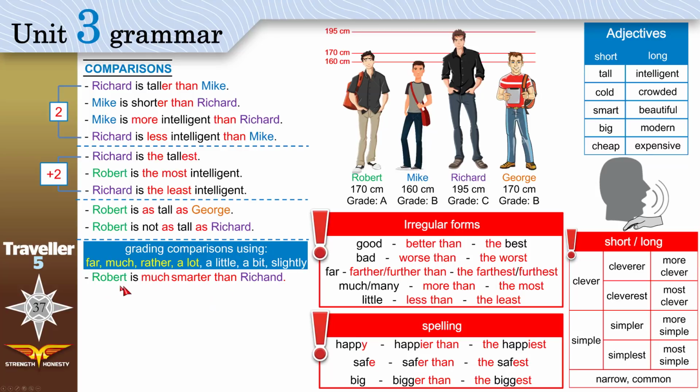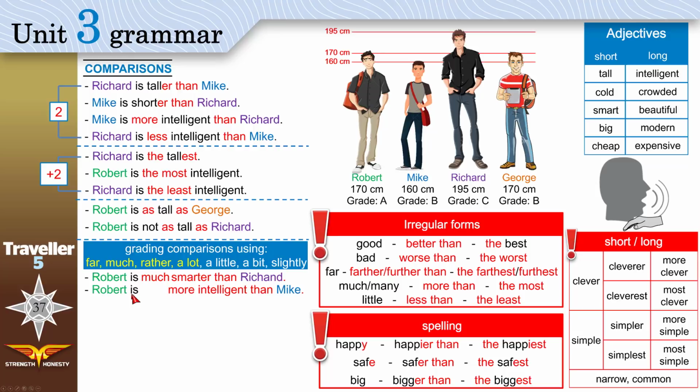We say that Robert is much smarter than Richard. You can use much, far, rather, or a lot. You can say Robert is a lot smarter than Richard. His grade is A. Richard is only C. So Robert is far smarter than Richard.